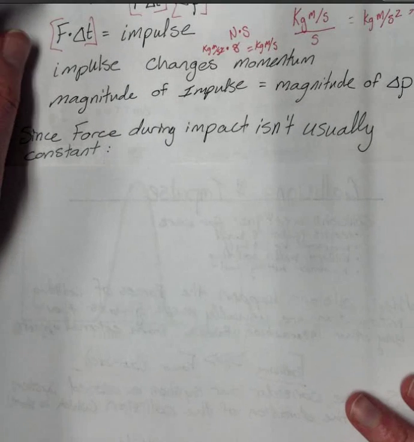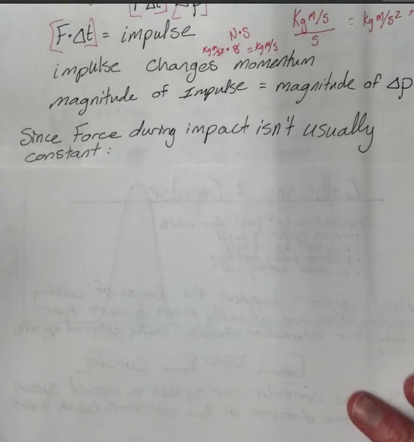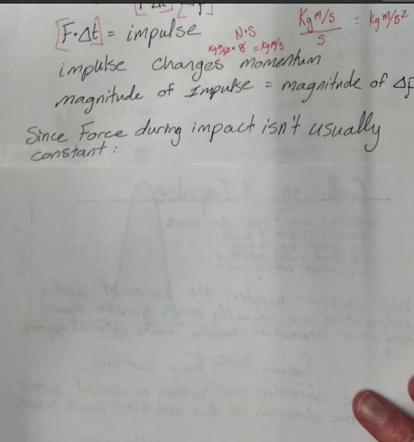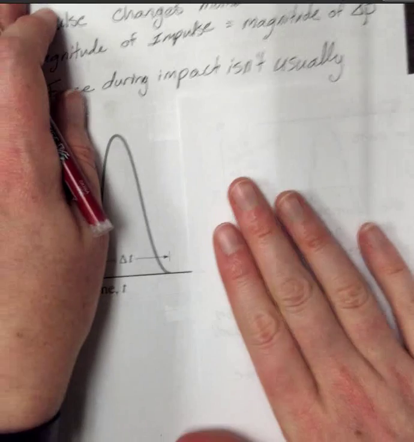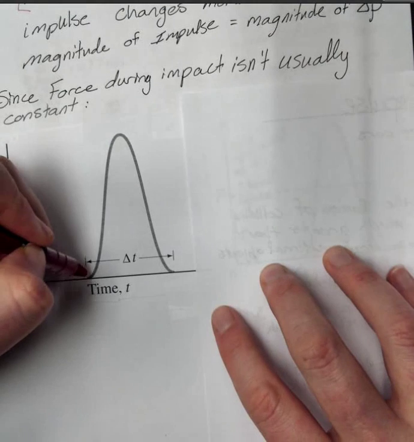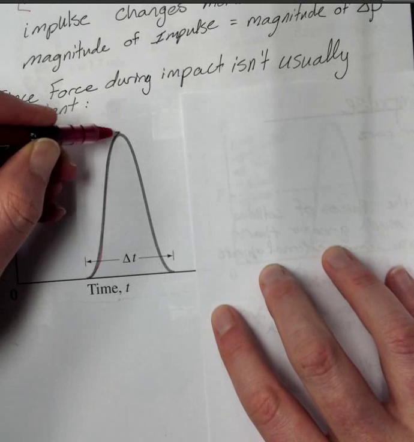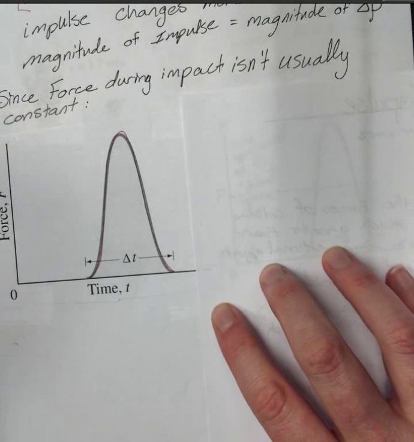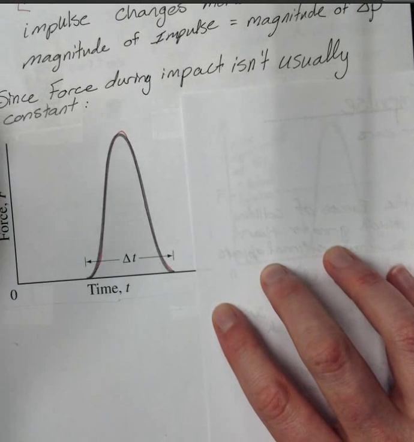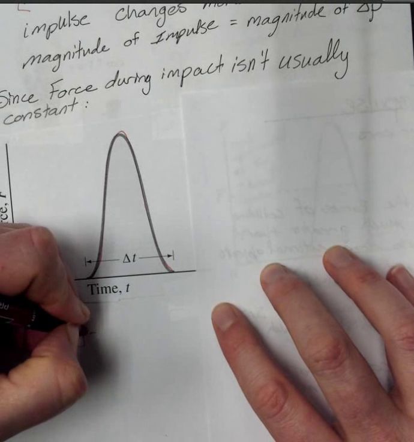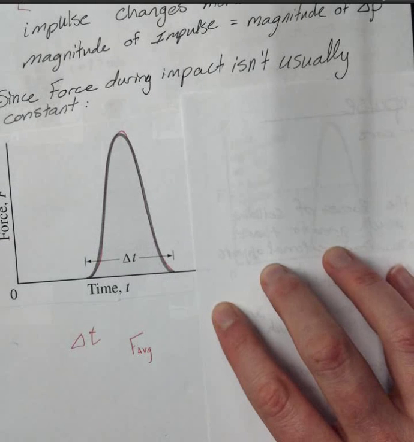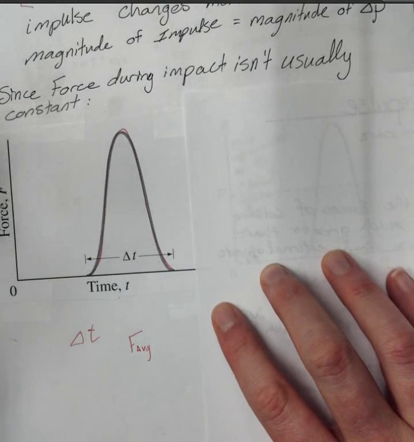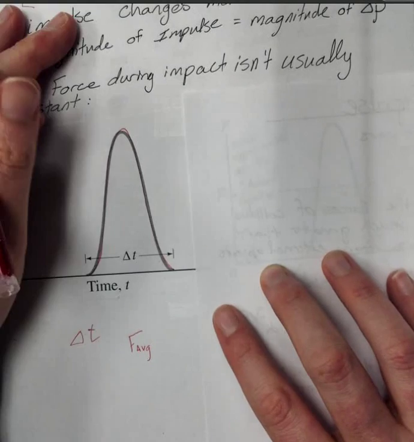Since the force during the impact isn't usually constant, we can't use our typical dynamics equations and we can't use our typical work equations to solve. In fact, during a collision, this is definitely the very definition of a variable force. So the best we could do during a collision is to calculate, over that time interval, the average force experienced. And you could do that by finding the overall integral, the area under the curve.